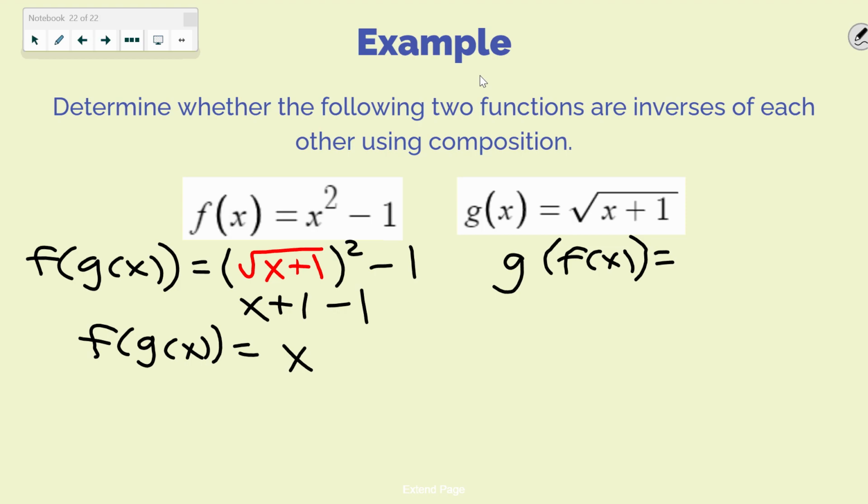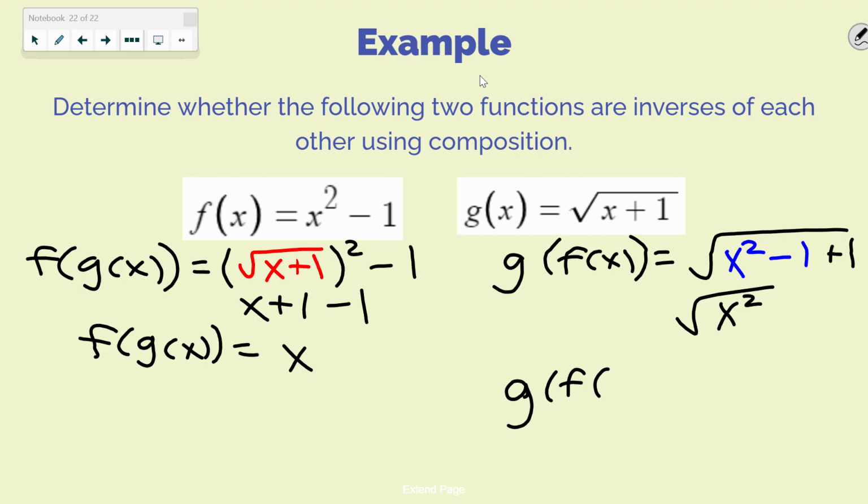So thinking about g of f of x means f of x is my input function. So instead of x, I'm going to now replace it with the f function, which is x squared minus 1. And square roots are similar to parentheses, meaning simplify under there first. So x squared minus 1 plus 1 would just simplify to x squared. So what happens to the square root of x squared? It's just x. So g of f of x also equals just x.